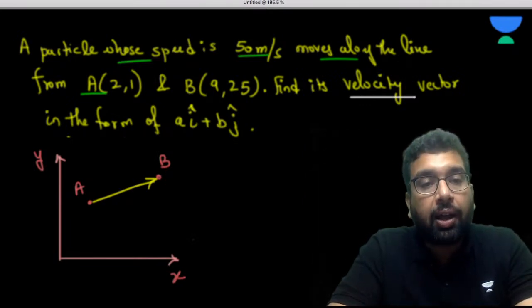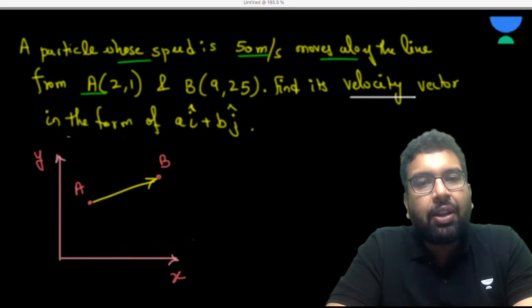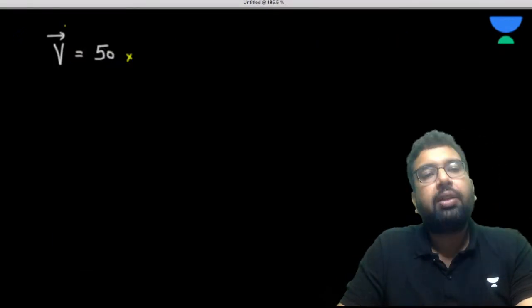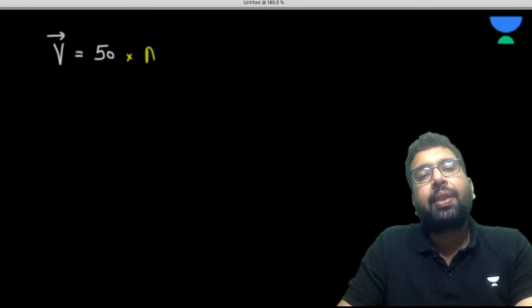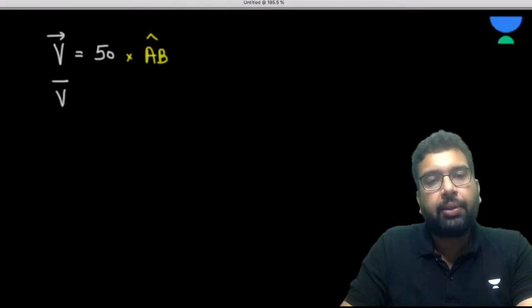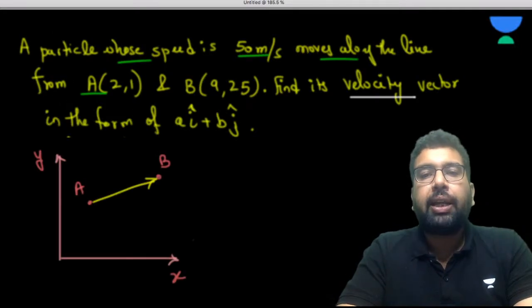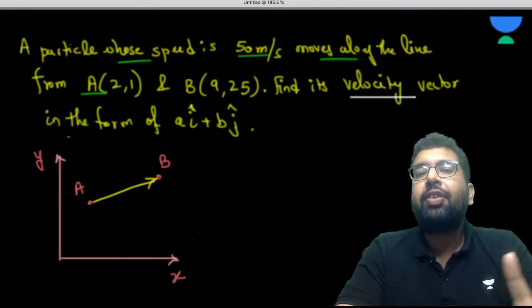Now, what gives the direction in physics? Sir, we use the unit vector. Now, can we write it like this? So this is going to be 50 into AB cap. Do you agree? Yes or no? Yes, sir. So this is going to be 50 into AB cap. So what is AB cap? See, right away we can do it.